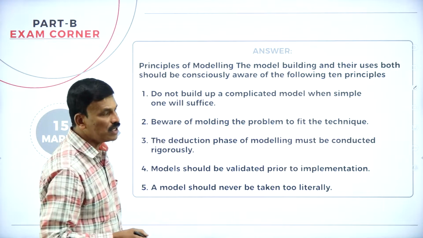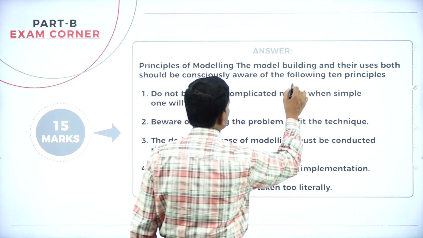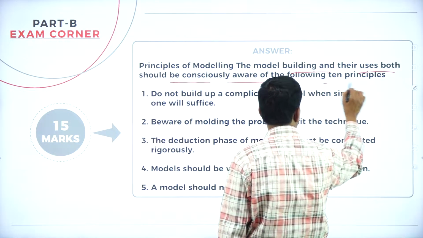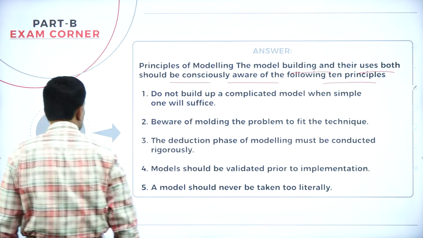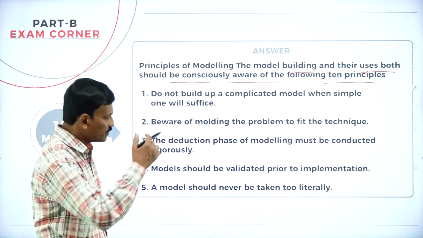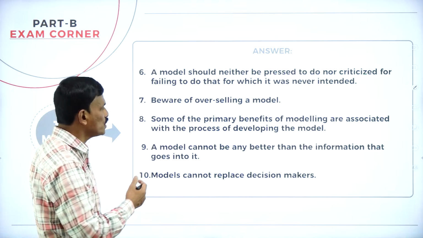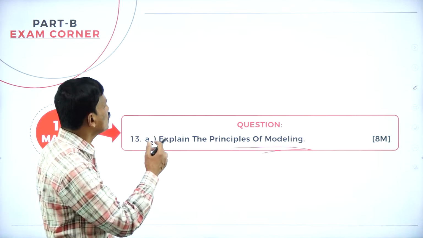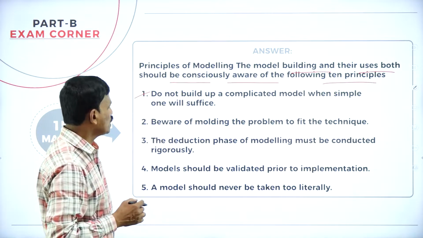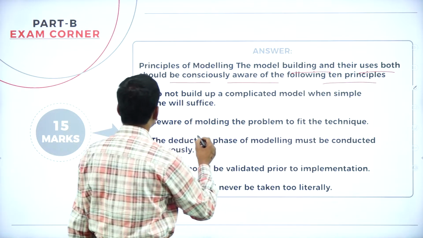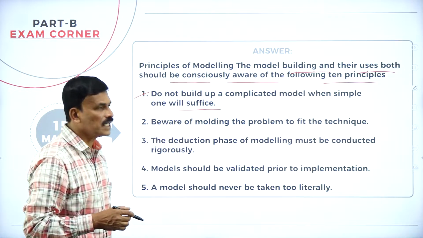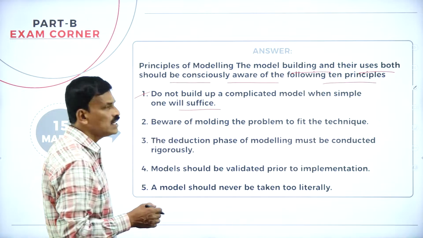Now here principles of modeling, that is the model building and their use, both should be consciously aware of the following 10 principles. Principles of modeling, the model building and their users should be aware of the following 10 points. So there are 10 points. These 10 points are very important for building a model. Now what is the first one? Do not build up a complicated model when the simple one will suffice. So here, do not build up a complicated model when the simple one will suffice.